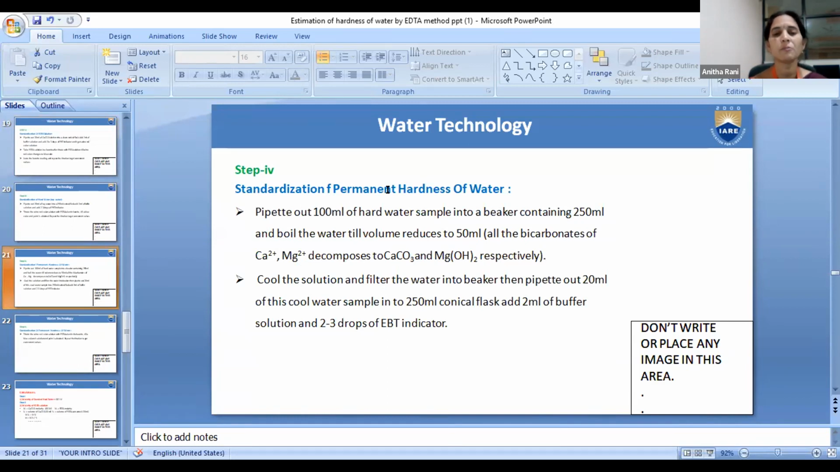So how can we remove temporary hardness? By boiling the water. After boiling, we will filter the water. After filtering, that filtered water we will use in this step, step 4.